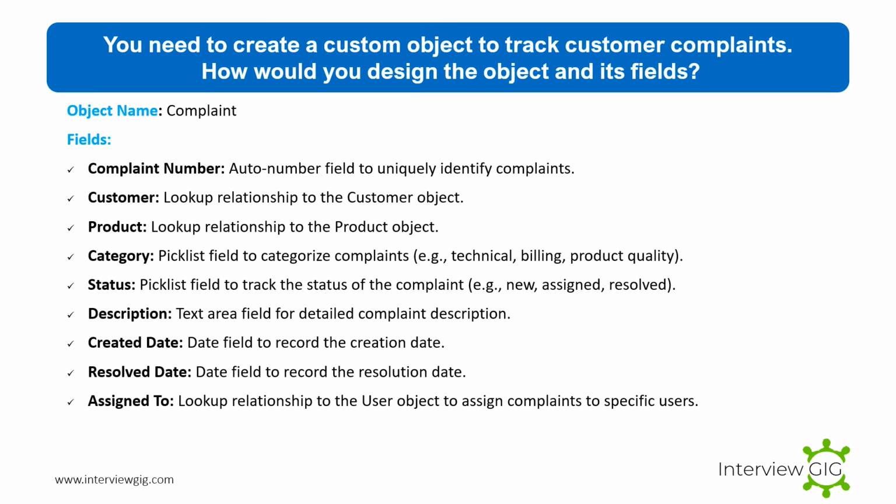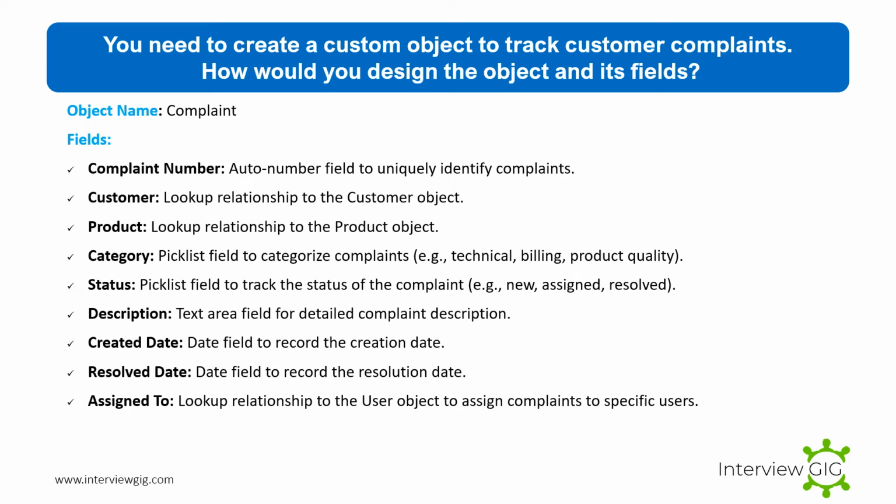You need to create a custom object to track customer complaints. How would you design the object and its fields? Object name: Complaint. Fields: Complaint Number, an auto number field to uniquely identify complaints. Customer, lookup relationship to the Customer object. Product, lookup relationship to the Product object.